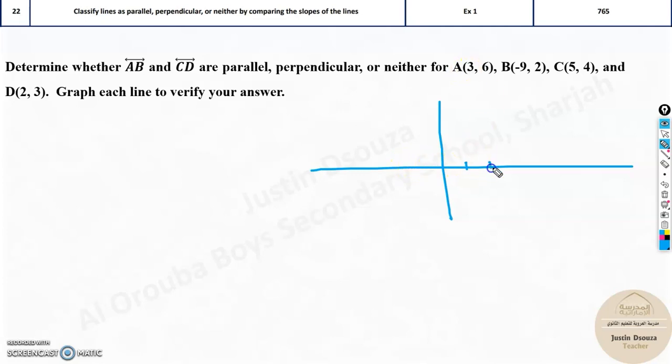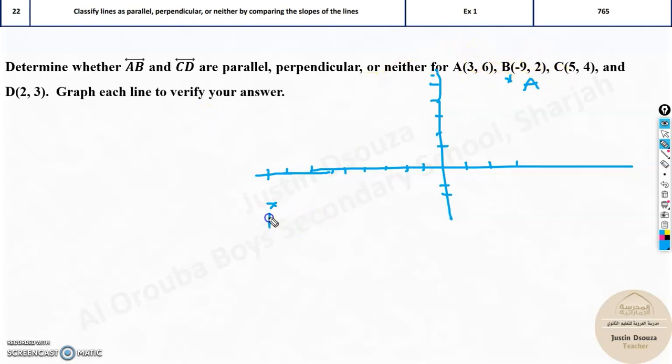See, 3, 1, 2, 3. And this is 6, 1, 2, 3, 4, 5, and 6. Somewhere over here, draw a point. That is the point A. What about B? It's -9. So 1, 2, 3, 4, 5, 6, 7, 8, 9, somewhere over here, and -2 is somewhere over here. I'm sorry, this is just a rough graph, okay?